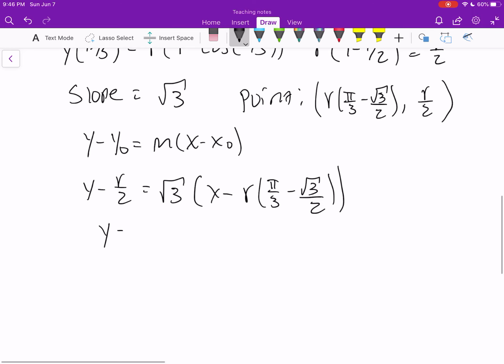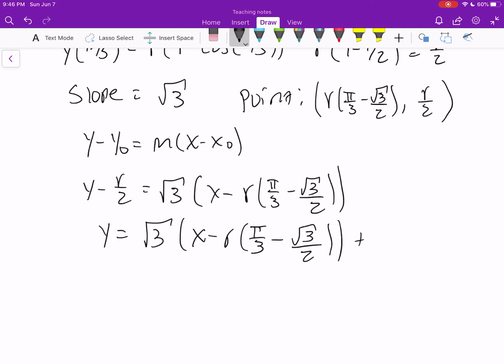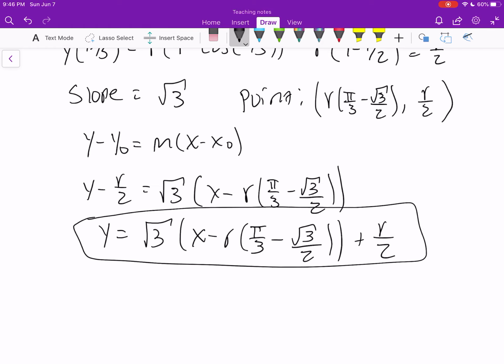And so I solve this for y, and I just get y is equal to the square root of 3 times (x minus r pi over 3 minus the square root of 3 over 2) plus r divided by 2. And that is the equation of my tangent line there.